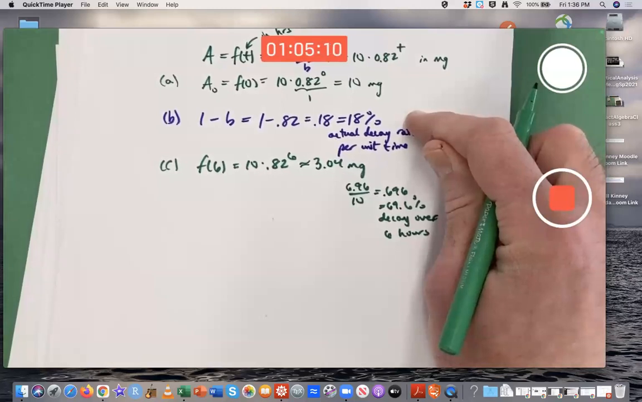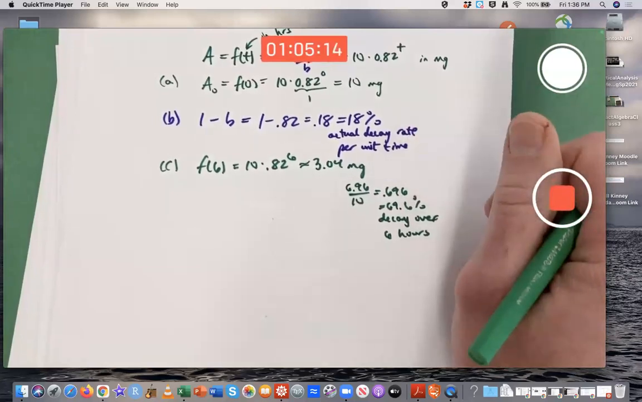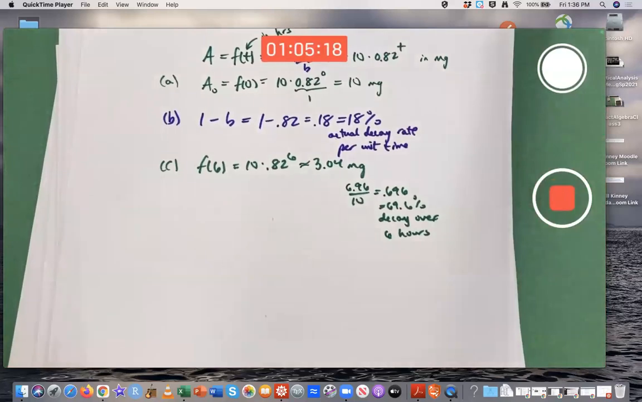That's a tricky thing. Some people think it should be, but it's not. That's not the way exponential growth and decay works. You were not asked for that. That was just an add-on that I added.